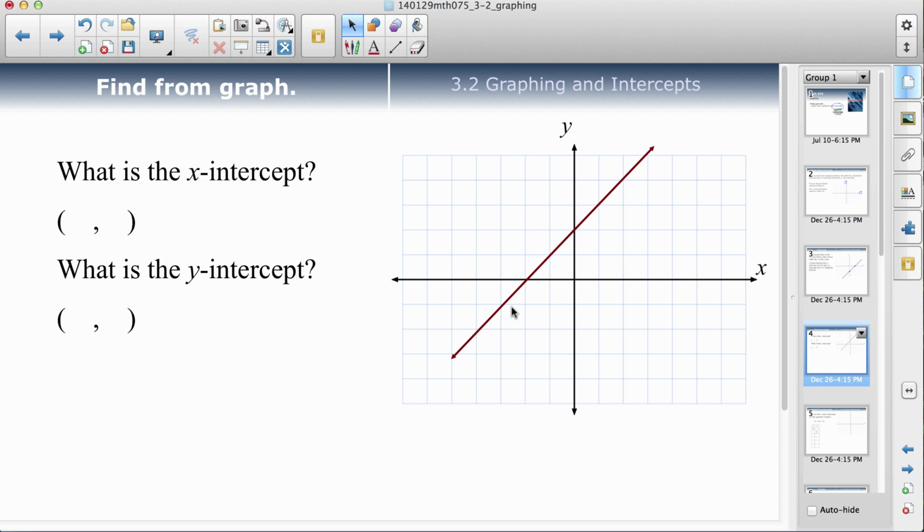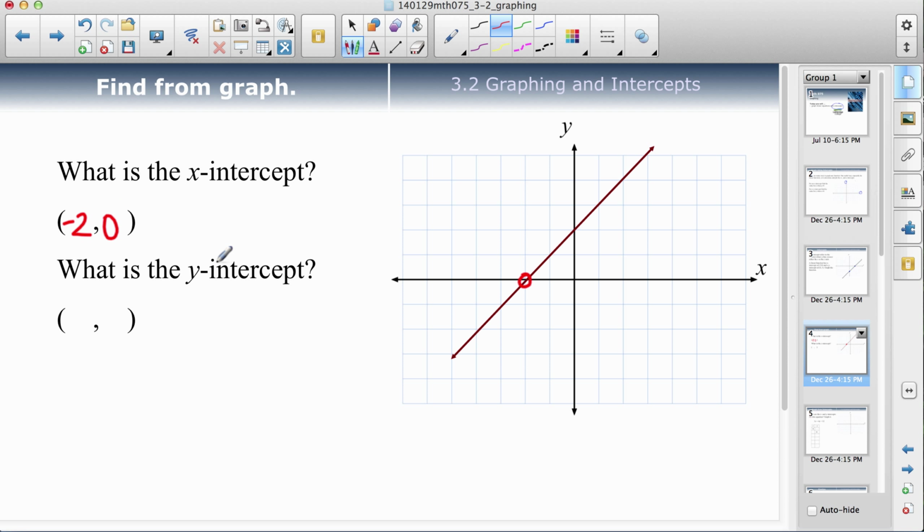So here's another line. Let's see what the intercepts are. Let's first look for the x-intercept. Here's the x-axis. Where does it cross the x-axis? Looks like it's crossing right there. So that is at 1, 2 to the left, so it's -2. And for the x-intercept, the y value always has to be 0. Remember, we just said that on the last slide.